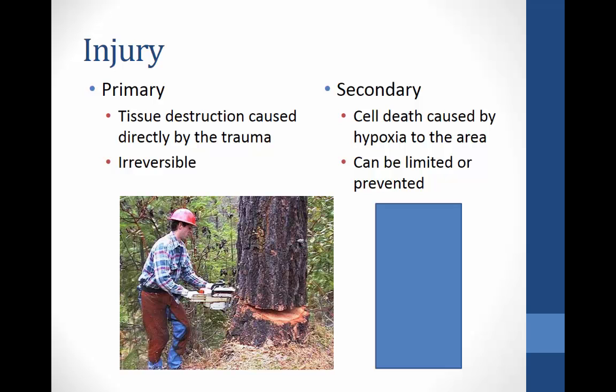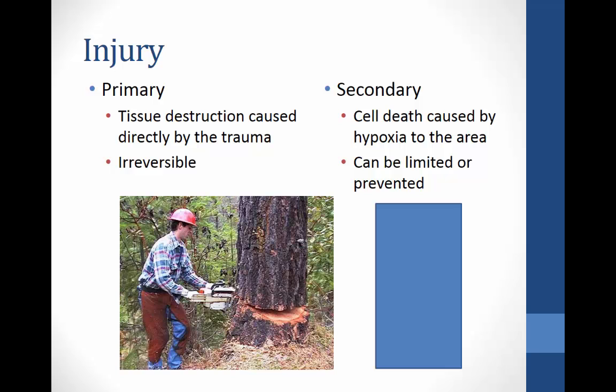The body's reaction to acute injury is divided into two distinct stages, the primary injury and the secondary injury. The primary injury is associated with the tissue destruction directly resulting from the traumatic force occurring during the injury. Primary damage is not reversible.